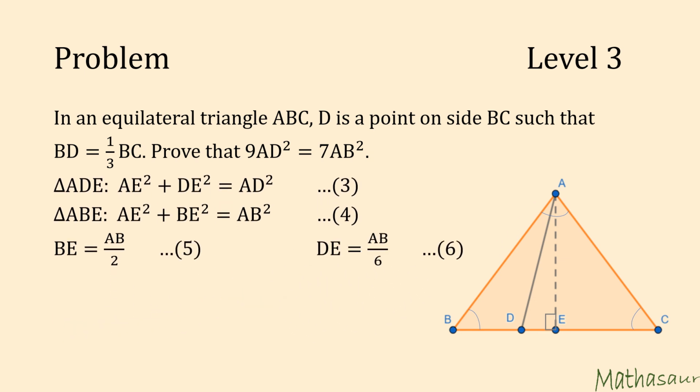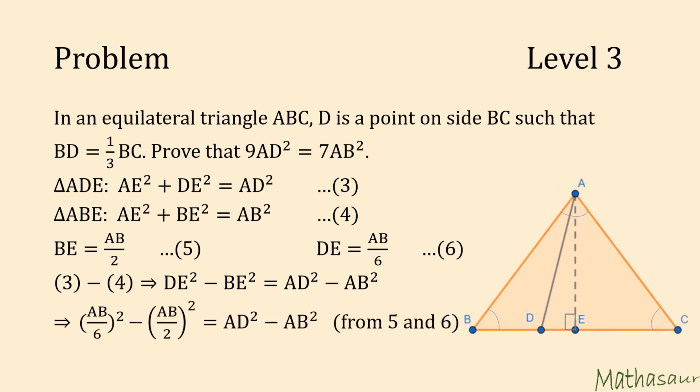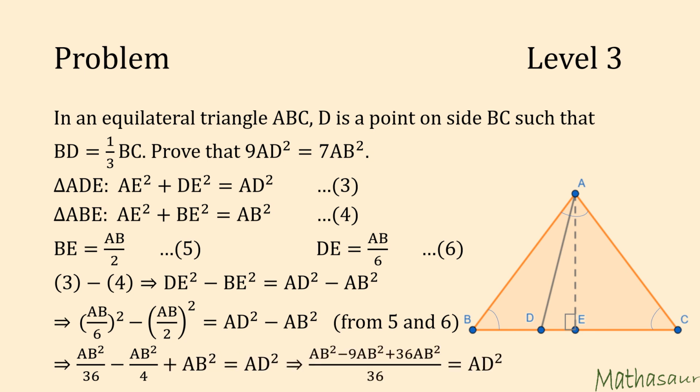Now we have something about BE and DE. So let us subtract statement 4 from statement 3 and substitute the values of DE and BE in terms of AB. Upon simplifying and taking LCM and further simplifying and cross multiplying, we get 7AB square is equal to 9AD square, which is the statement that we were trying to prove.